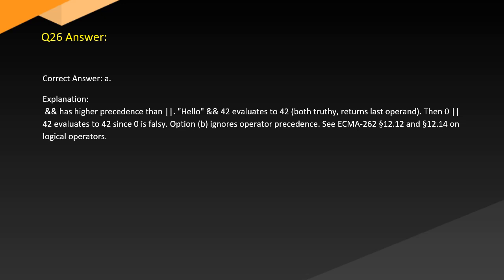Answer. Correct answer A. Explanation. AND has higher precedence than OR. "hello" && 42 evaluates to 42, because both are truthy, so it returns the last operand. Then 0 || 42 evaluates to 42 since 0 is falsy. Option B ignores operator precedence. See ECMA-262 sections 12 and 14 on logical operators.